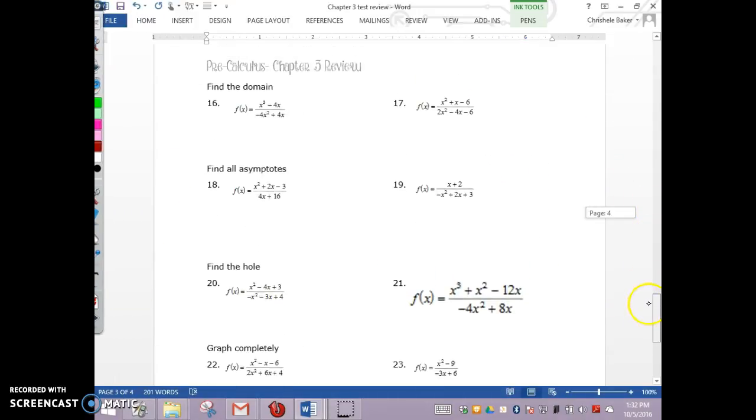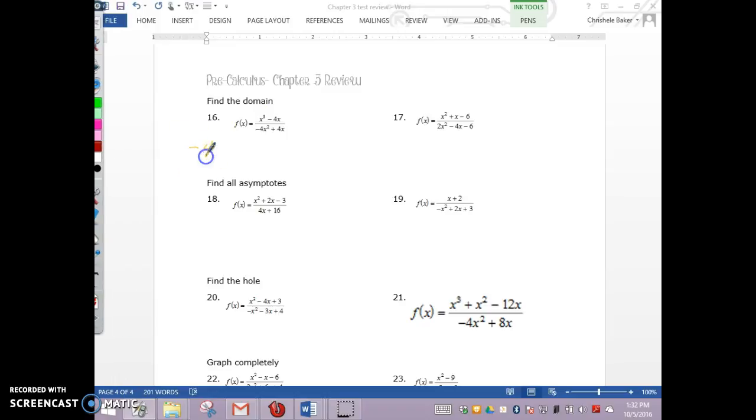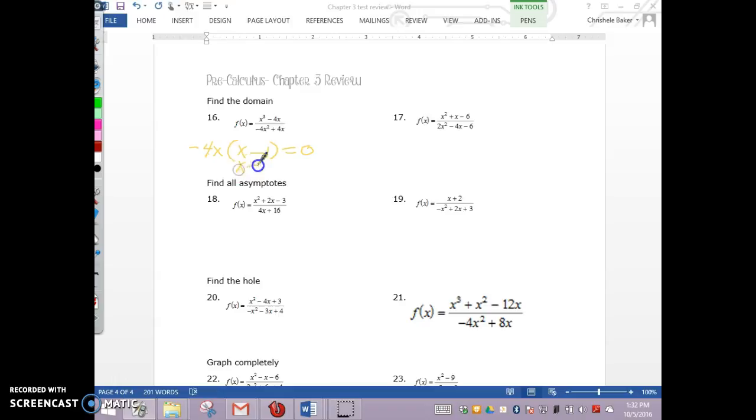Last page, but there's a lot on it. Okay, find the domain. Domain is when my denominator is equal to 0. So I'm going to factor out by GCF here. If I take out a negative 4x, I'm left with x minus 1. Setting both of those equal to 0 is going to give me 0 and 1. So my domain is x cannot equal 0 and x cannot equal 1.